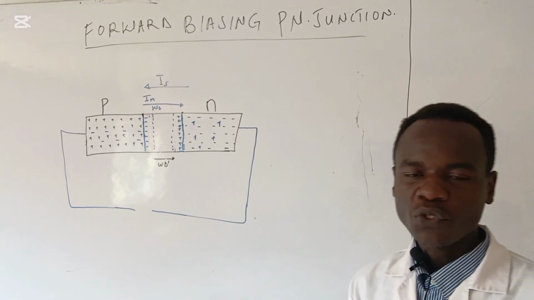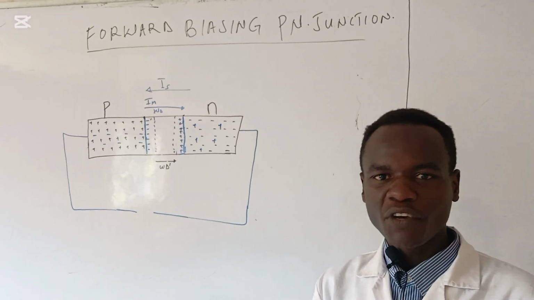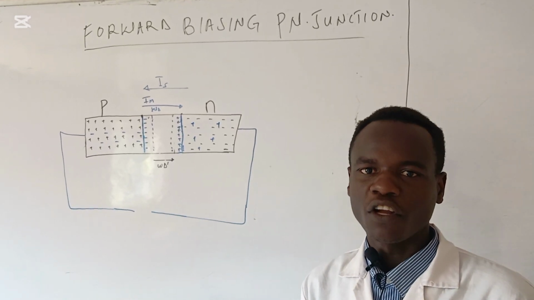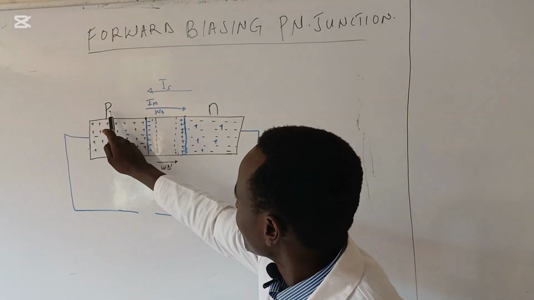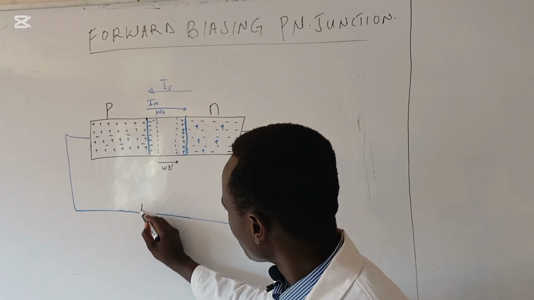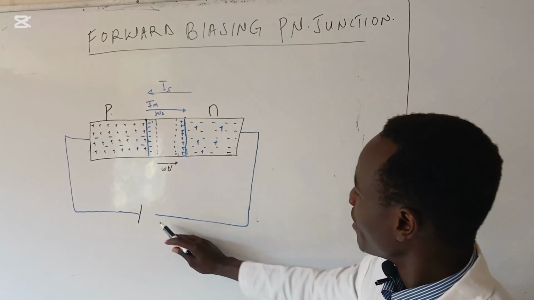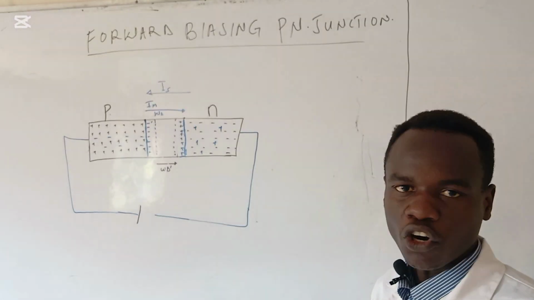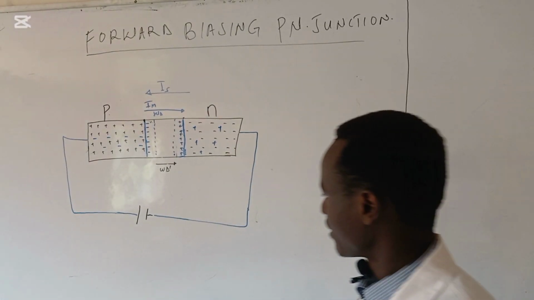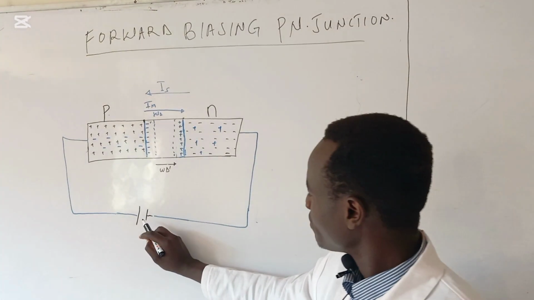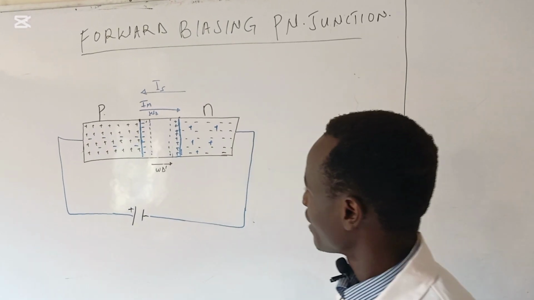Now, what do we do in a forward biasing of a p-n junction? We connect the p-type semiconductor to the positive terminal of the battery, and the negative terminal of the battery to the n-type of the p-n junction. Like that.